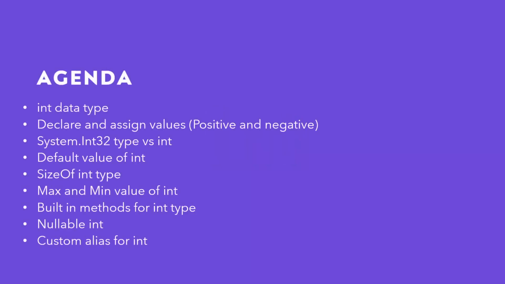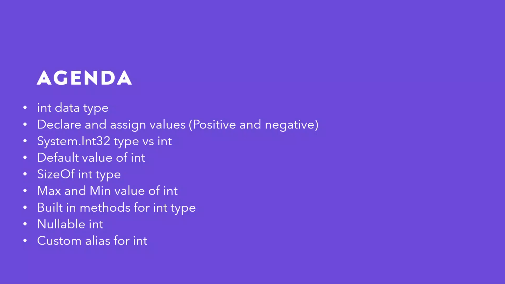Here is the quick agenda of this video. In this video, we will learn what is integer type, how to declare the integers, how to assign the values to integers. We can also assign positive and negative values. What is the difference between System.Int32 and int? What is the default value of integer? What is the size of integer in memory? What is the maximum value and the minimum value of integers? What are some built-in methods for the integer type? How to work with nullable integer? And at the last, we will see how to create a custom alias for integers.